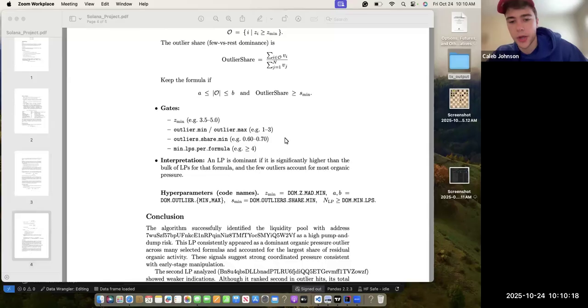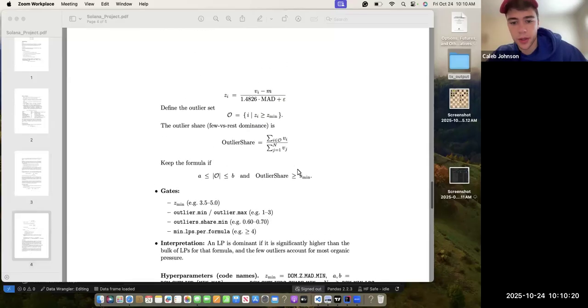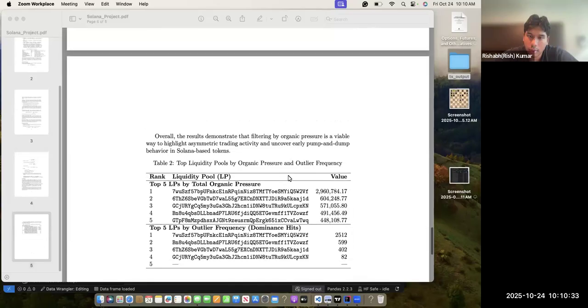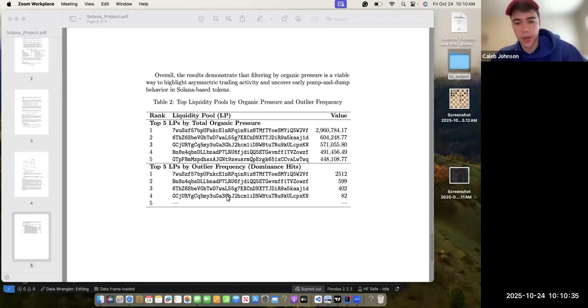So outlier share is an easy one. Outliers are based on this formula. I set it to 0.6. If it's more than 0.6, then that liquidity pool is considered an outlier. And then now I get to my results.